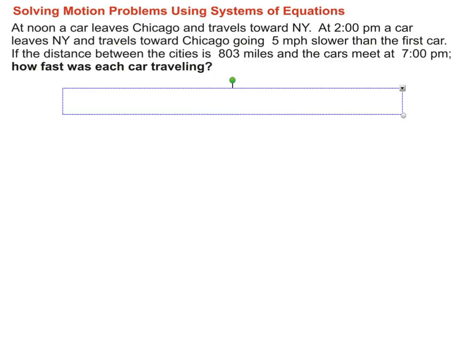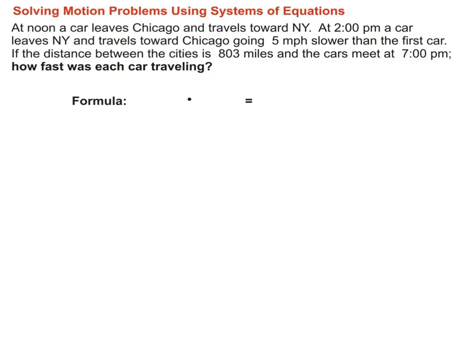How do you start? Well, you got to start with the formula. What is the formula for motion problems? You probably learned it this way: distance equals rate times time. I like to flip it around. We're going to go rate times time equals distance. And I'll show you why I did that in just a moment.